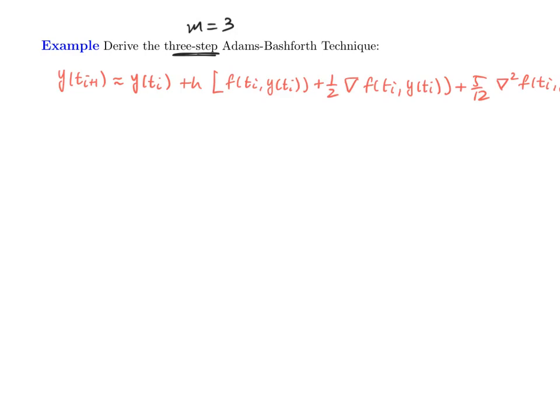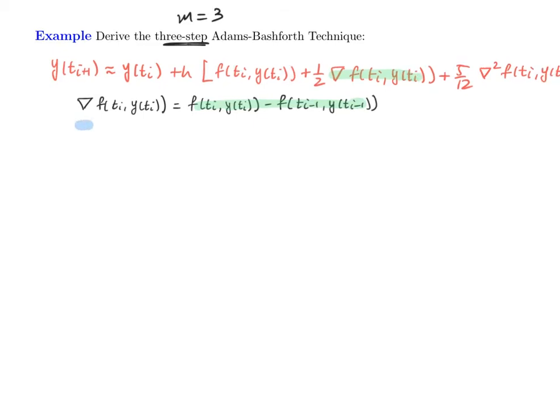Okay, recall the nabla of f of ti, y of ti, by definition is equal to f of ti, y of ti minus f of ti minus 1, y of ti minus 1. So this part is equal to this.